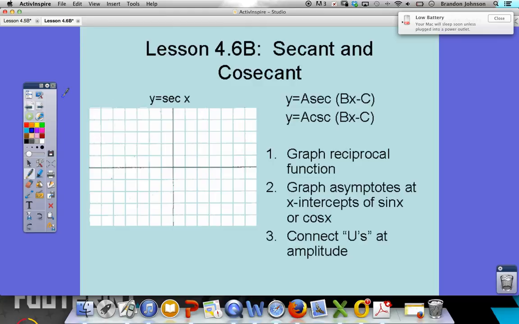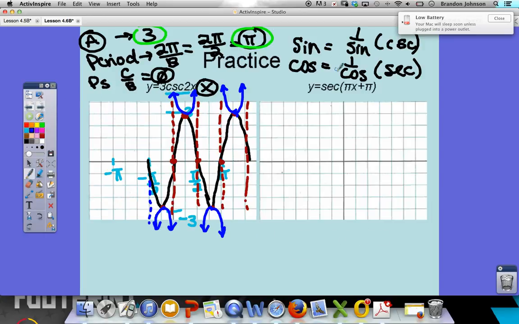Remember, if I was given secant, and again, here's the notes if you need to write those down. If I was given secant, I do the same exact thing. I find the amplitude, I find what is my period, what is my phase shift, and then after that, I do the same exact thing, except wherever it crosses the x-axis, create a dotted line, our asymptote, and then obviously where it touches the amplitude, that's where it creates that parabola there. Okay, so again, remember it's cosecant.